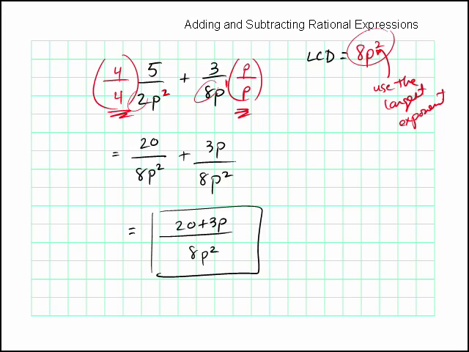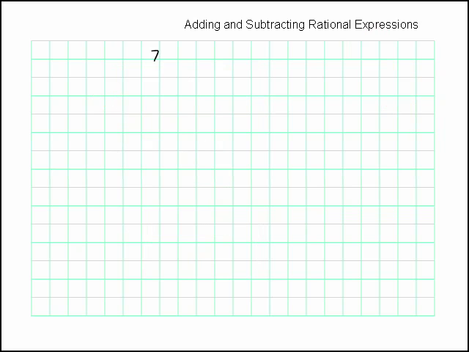Let's try another one similar to that. Let's look at this one now. 7 over 18a cubed b minus 2 over 9ab squared.